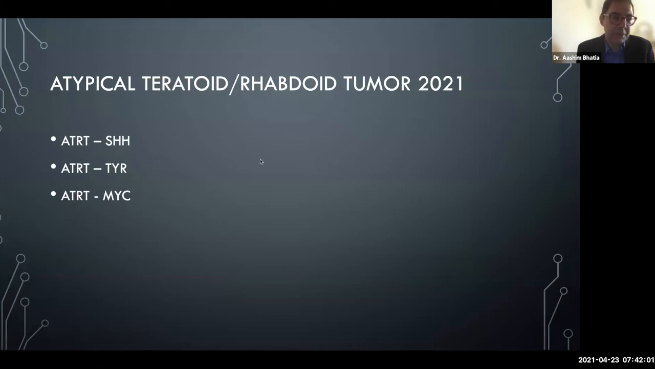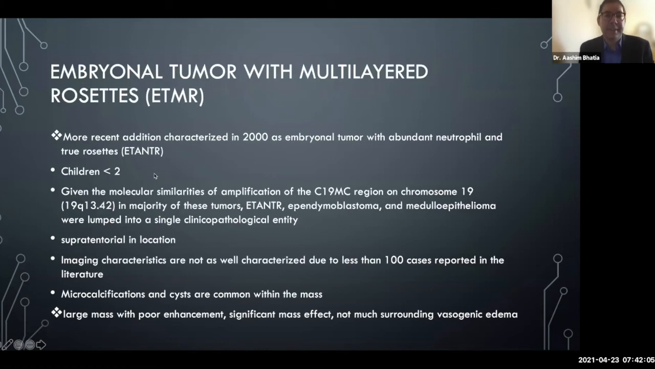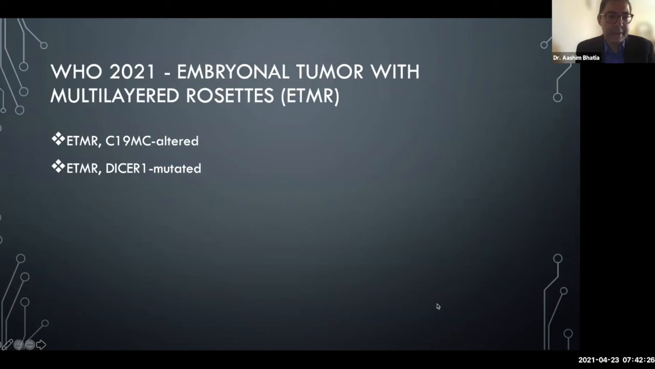2021 classification subtypes are listed here. I'm not gonna go into the details, but just so you know. Here's another interesting tumor that you should be aware of, embryonal tumor with multilayered rosettes, formerly ETANTR. And really the imaging findings, think about it this way, a large mass with poor enhancement, significant mass effect, but not much surrounding vasogenic edema. And these are the molecular subtypes that you'll see in this tumor. We won't go into details again, but this is how the 2021 classification is gonna look.